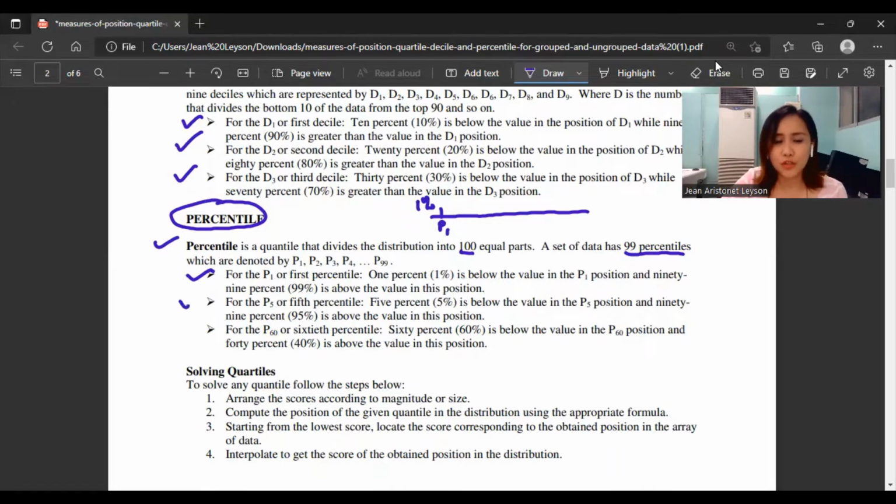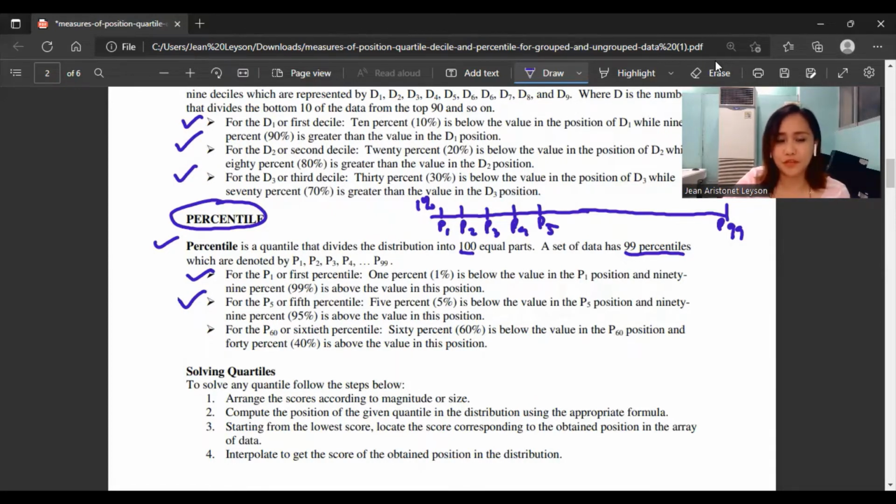For P sub 5, or the fifth percentile, 5% is below the value in the P sub 5 position, and 95% is above the value in this position. So let's say we have P sub 1 there, P sub 2, P sub 3, P sub 4, P sub 5. So let's extend that one up to P sub 99. So below P sub 5, that comprises 5%, the remaining set of data comprises 95%.